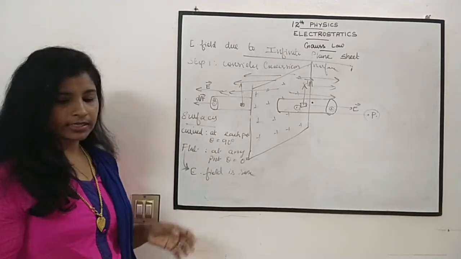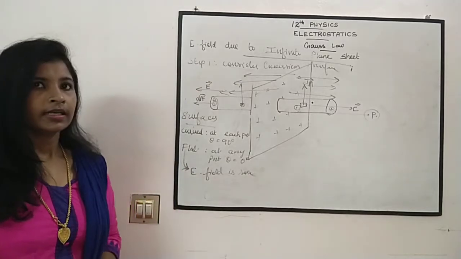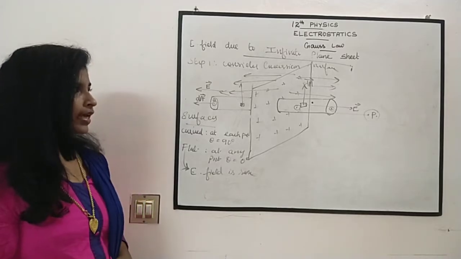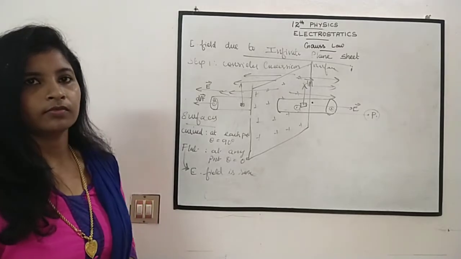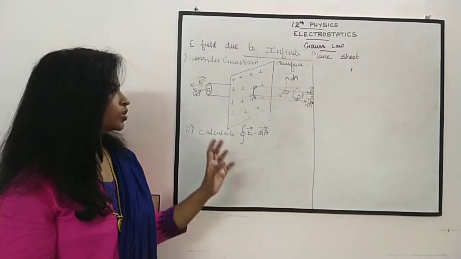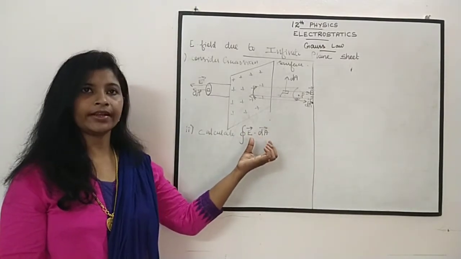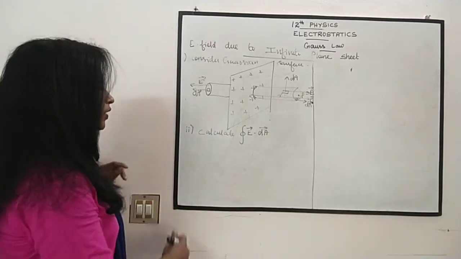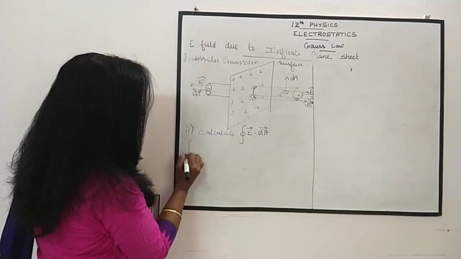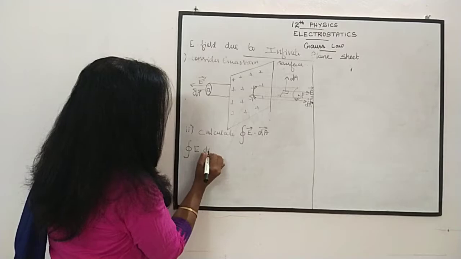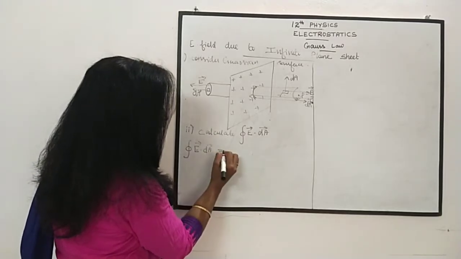Okay, now let us go for the calculation. Let us move on to the calculation one by one. The next step is to calculate the closed integral of E dot dA. To calculate this, we have three surfaces, so the integral of E dot dA can be divided into three surfaces.